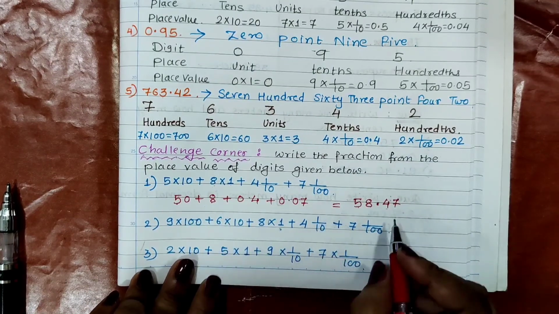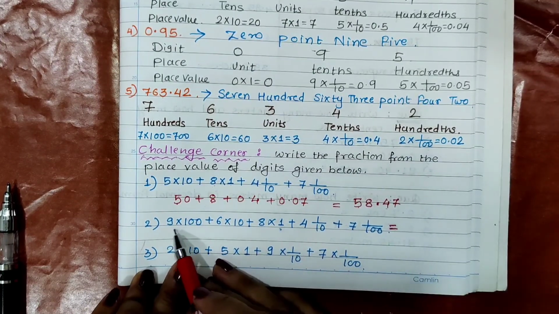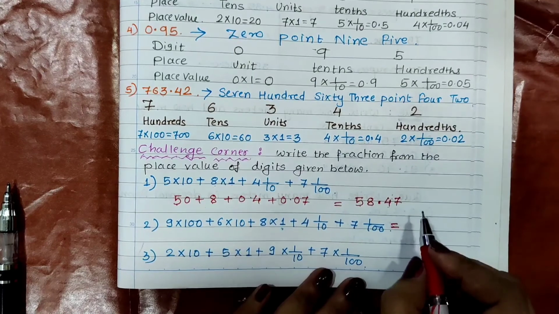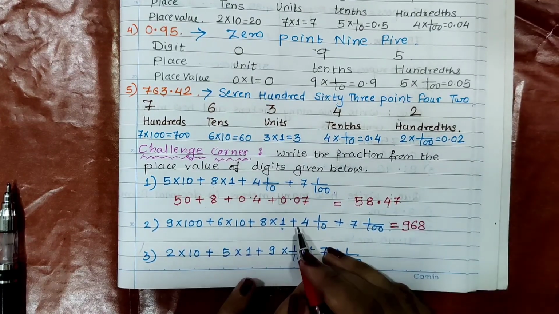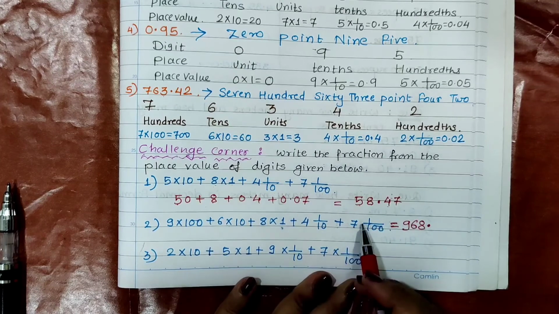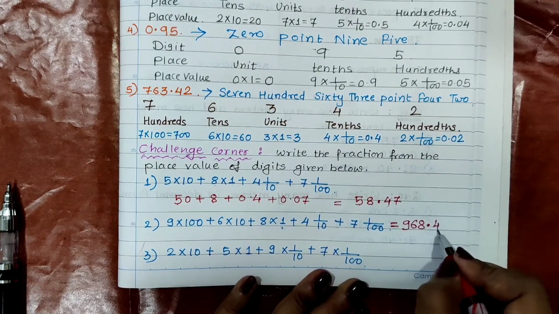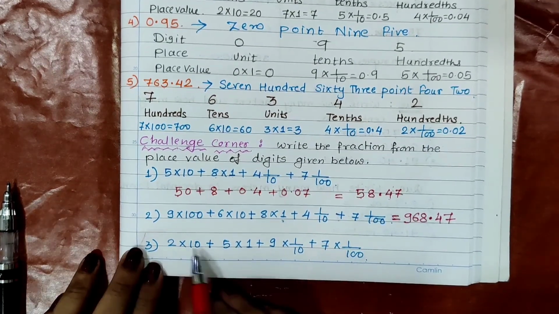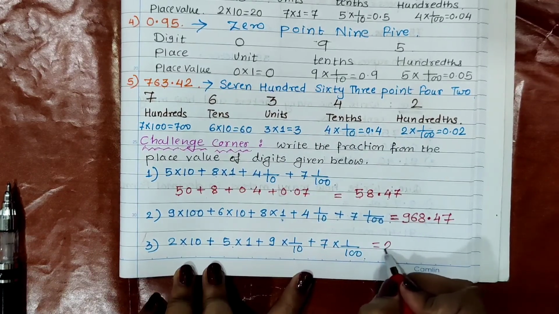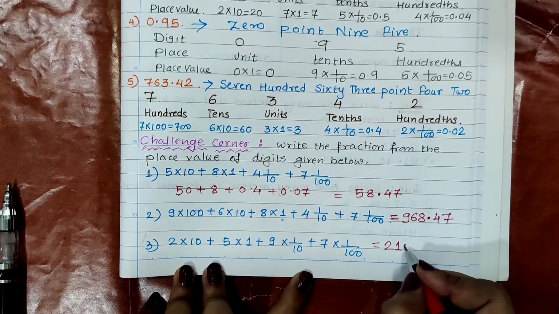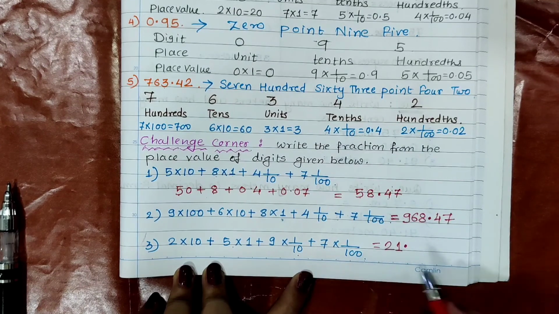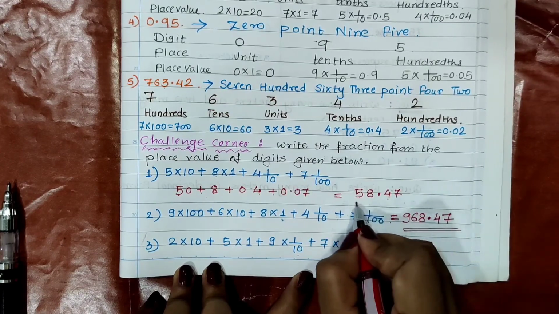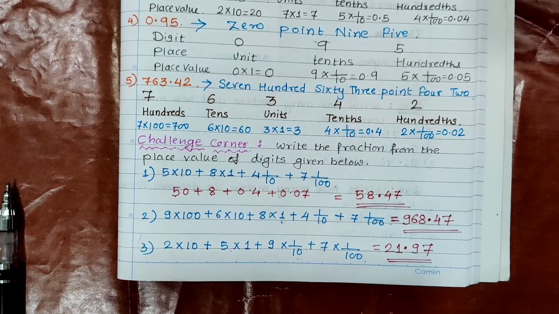Now instead of writing this we can directly write the answer over here. 9 hundreds, 6 tens and 8 ones, so 968, correct? 968. Then after that point is there, 4 tenths, 7 hundredths. So what we have to write? 4, 7. Then next one, 2 tens, 5 ones means 25, correct? Then point is there, 9 tenths, 7 hundredths. 9, 7. In this way you can write the decimal fractions from given expanded form.